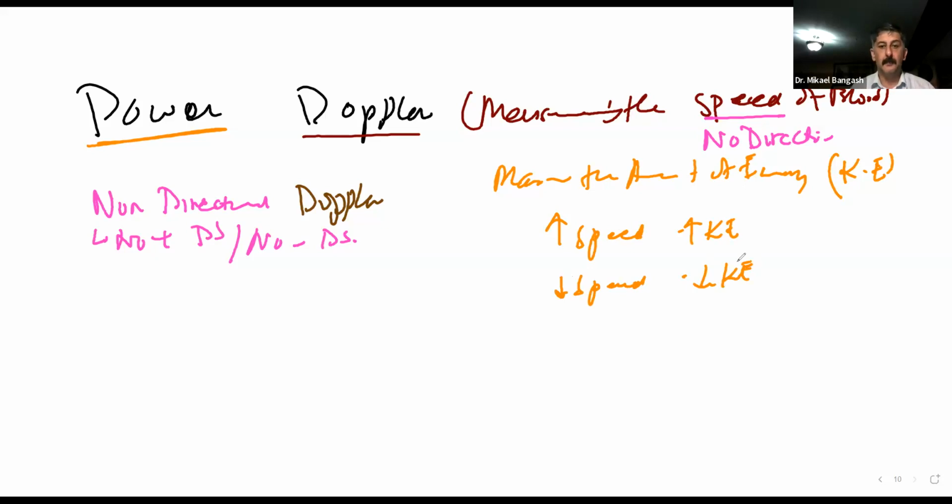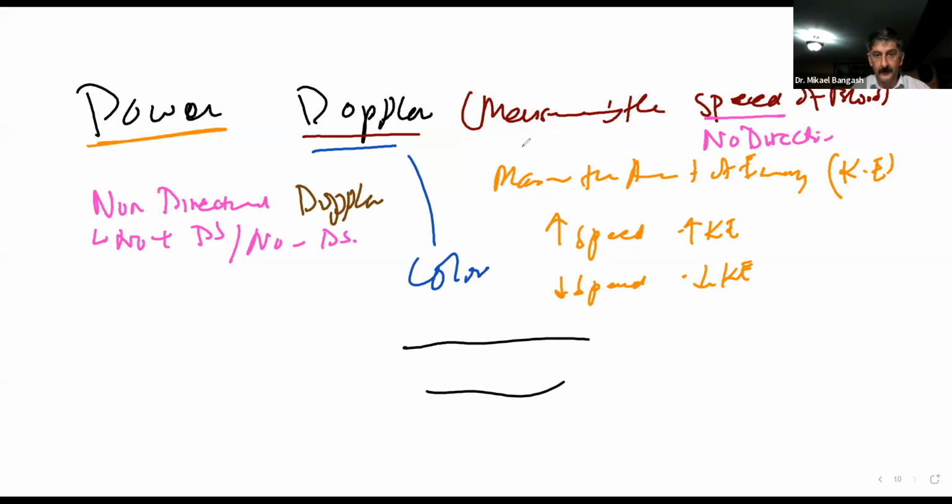Did that make sense? And how is it going to display these Doppler readings of your speeds? It's still just by color. You will still have your blood vessels filled up with a color. And this color just means that there's blood flowing at a certain speed, no direction.